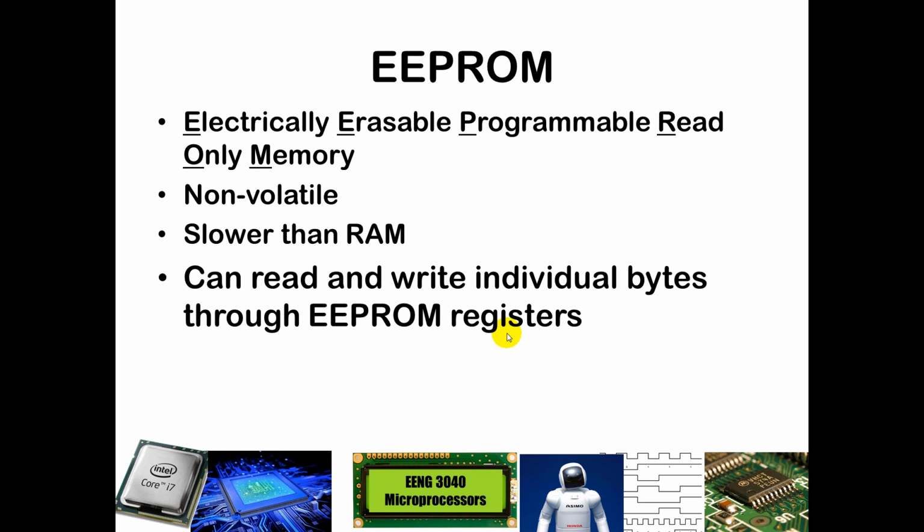You can read and write individually 1 space at a time, so you're going to need an address and some data, and then you can write to it. You can just get an address and read back 1 byte of data at a time from the EEPROM. Let's look at how that works.